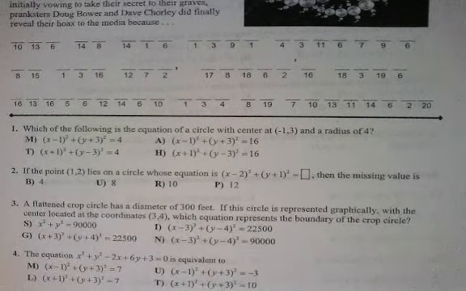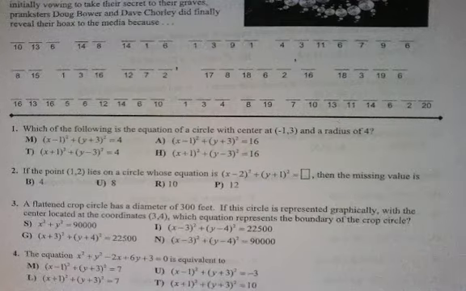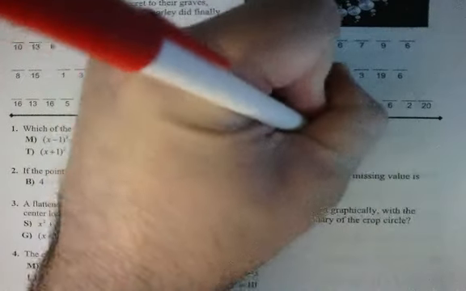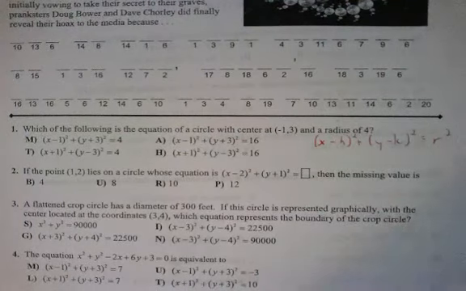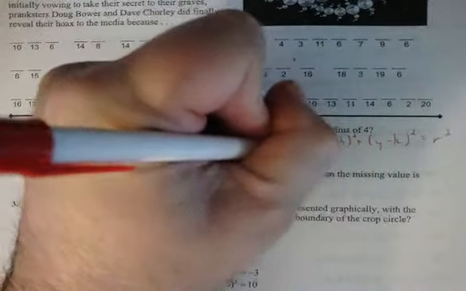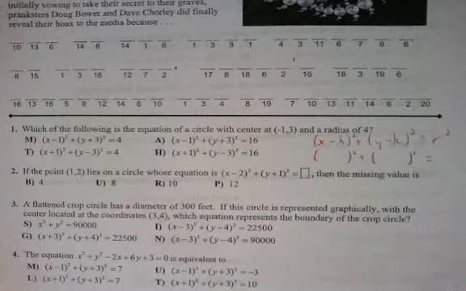Number 1. Which of the following is the equation of a circle with a center at (-1, 3) and a radius of 4? Using the standard form of a circle equation, we will just be plugging that information in. How I usually write this is my binomial bubble squared with a plus sign between them and the equal sign, and then I just fill in the missing parts.